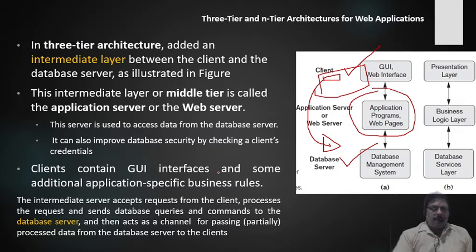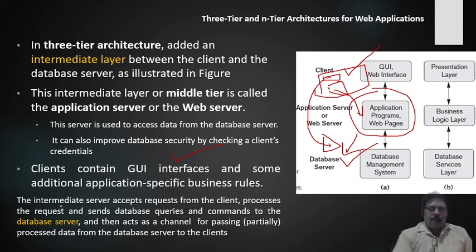As I mentioned, the client contains a GUI interface, which I have shown here, and some additional application-specific business rules also. The intermediate server accepts the request from the client. Assume that there is a search button. When you enter the register number of the student and click on the search button, that search request will be guided to the program written in the application server, such as a PHP program. What this PHP program will do is go to the database and search for the particular student who has that register number.